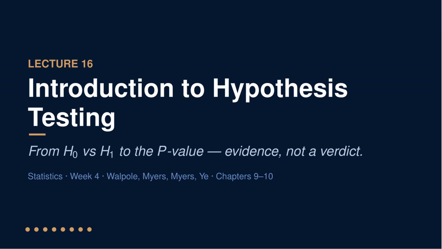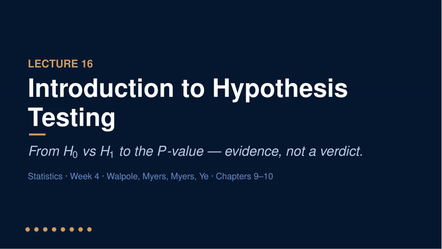Picture a coffee shop with the sign in the window. Average wait, 5 minutes. You go a few times, you actually time it, and honestly, it feels longer. Your average visits average more like 7. So here's the question that runs this whole lecture. Is that gap, 5 on the sign, 7 in your data, real evidence the sign is wrong? Or did you just hit a couple of slow afternoons?